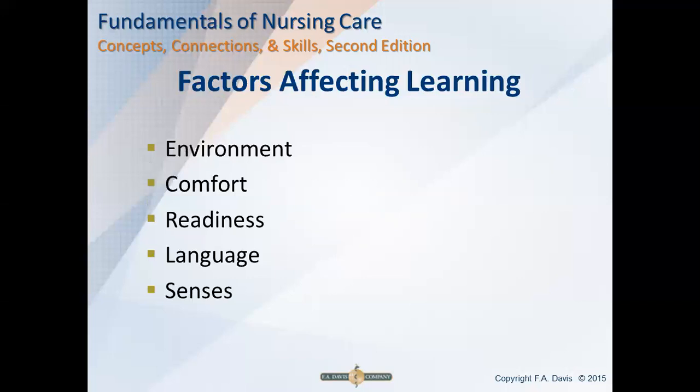Next, what are the factors affecting our learning? Like environment, comfort, readiness, language, and sense. Environment, like I'm teaching in the classroom, or I'm teaching through Zoom online. So it definitely influences the factor. We can't teach on the highway. There is so much traffic noise, right? So environment is a factor.